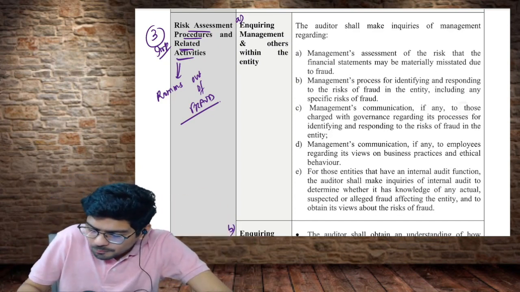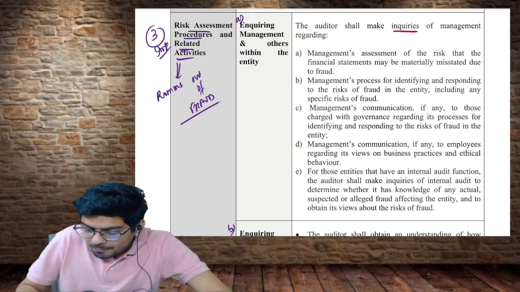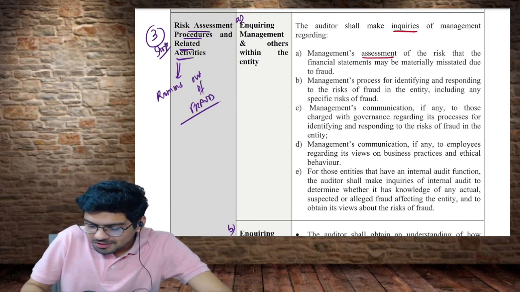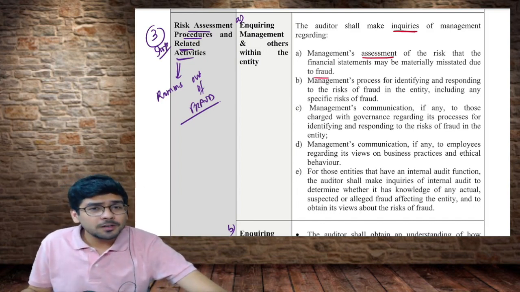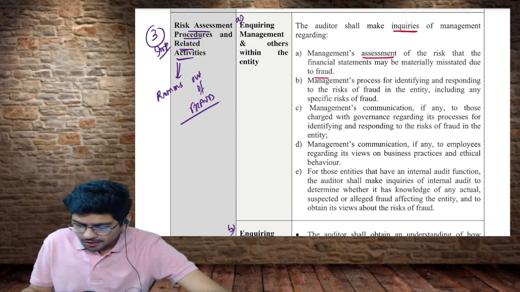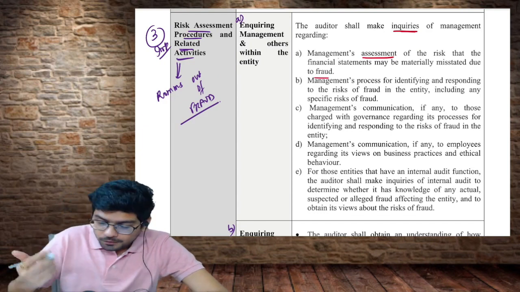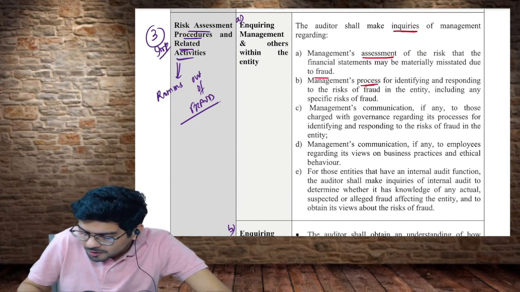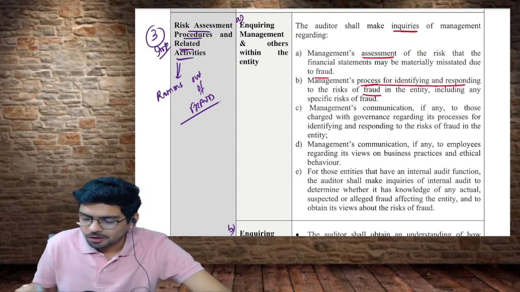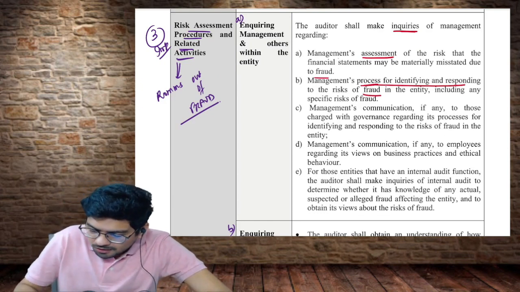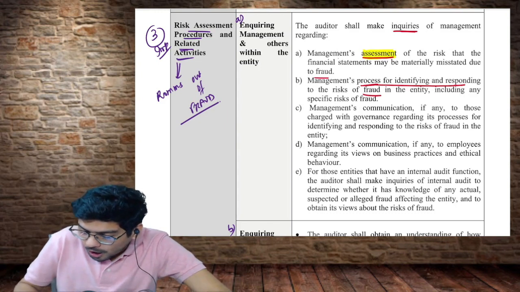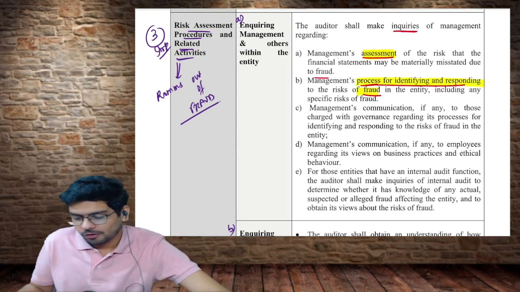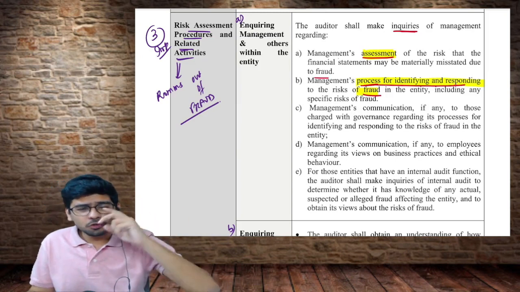So the first thing which I am going to inquire is about management's assessment of the risk that financial statements may be materially misstated due to fraud. So management, do you do an assessment or not? If you do, I want to know your process, management's process for identifying and responding to the fraud. So first is whether management does an assessment. If they do, how they do it, management's process for identifying and responding to the risk of fraud. Okay, first 2 points clear.